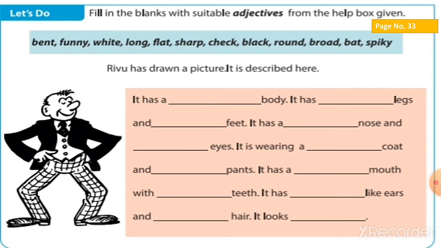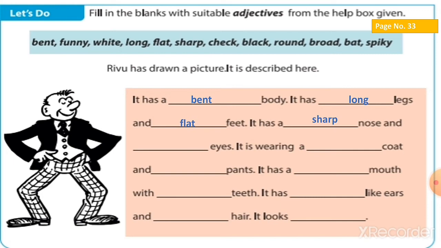Revu has drawn a picture. It is described here. It has a dash body. You have to see the body of the joker. How is the body of the joker? Bent. It has dash legs. It has long legs and dash feet. Flat feet. It has a dash nose. Sharp nose. And dash eyes.